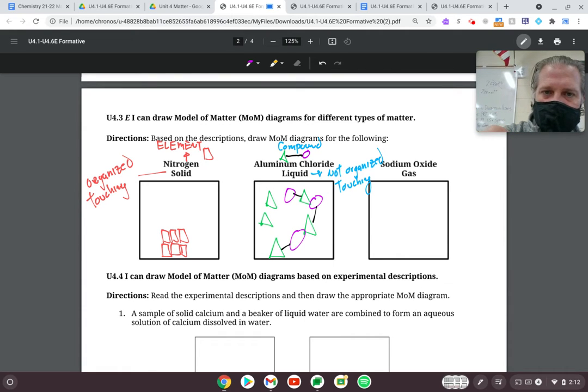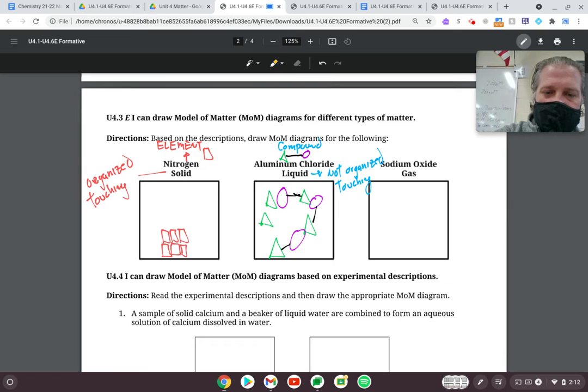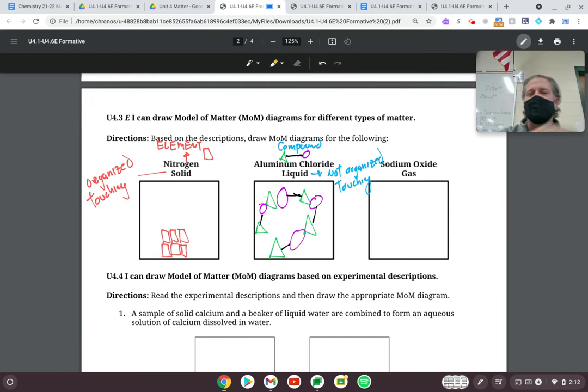Yep, I should have drawn that a little bit longer. They're touching now. And then I might erase this and do something like this. I don't know. So disorganized, but still touching in some way, shape, or form.